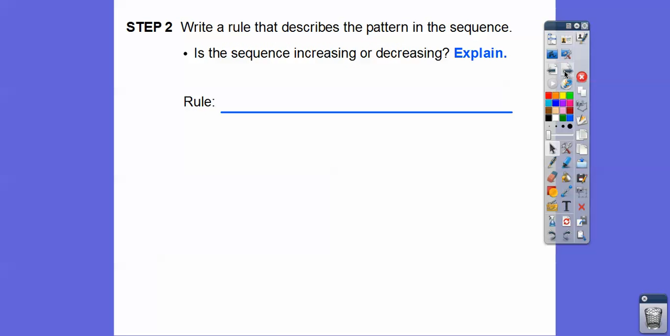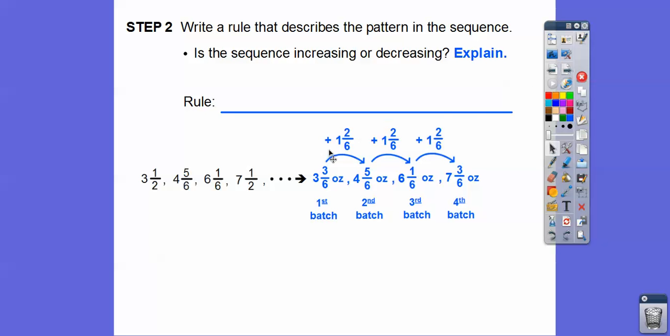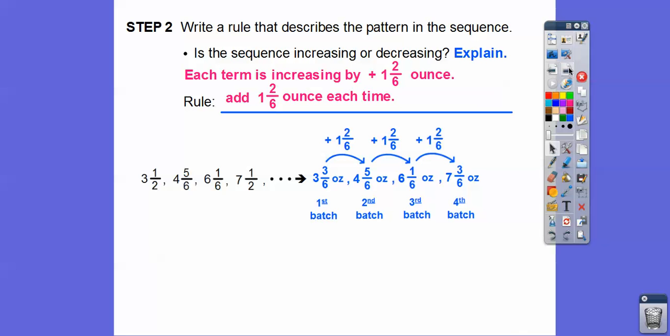Write a rule that describes the pattern, and is this sequence increasing or decreasing? Since it's going up, adding 1 and 2/6 all the time, it is definitely increasing. So each term is increasing by 1 and 2/6 of an ounce. Our rule: add 1 and 2/6 of an ounce each time.